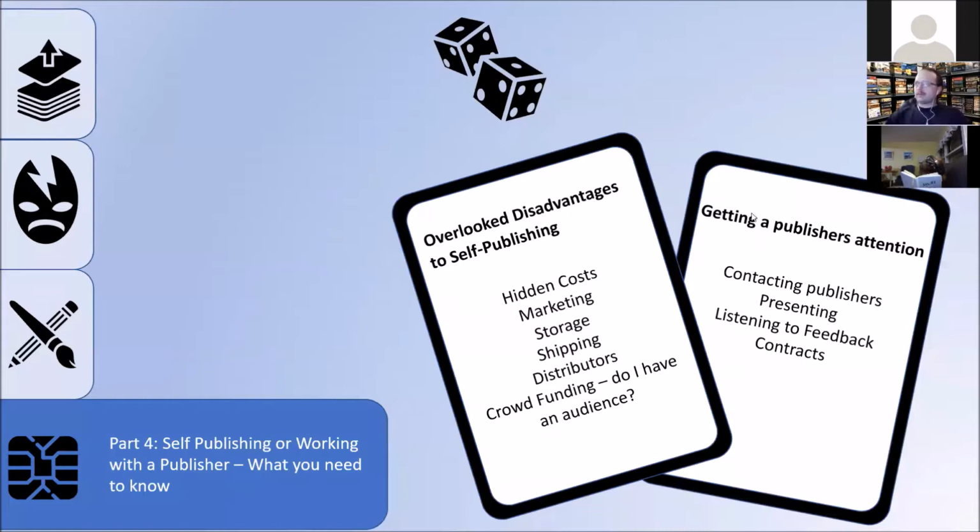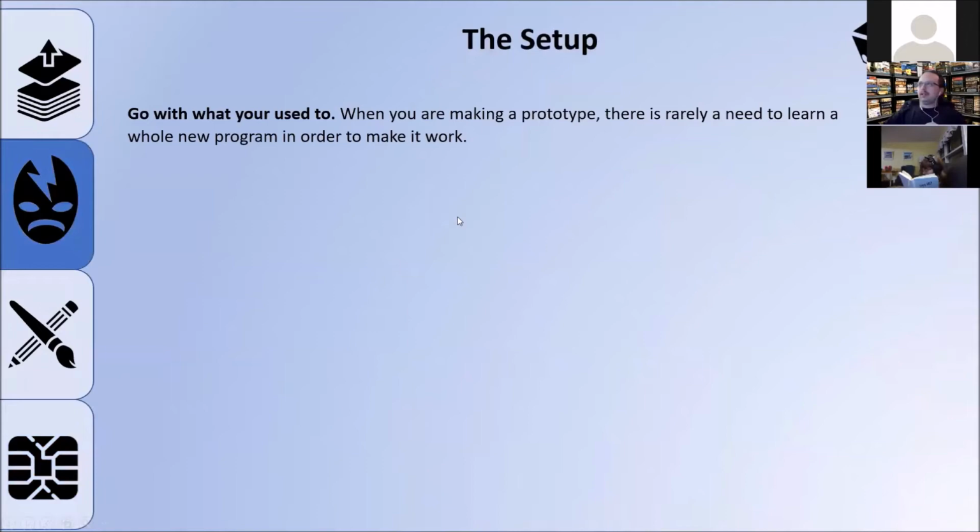So, the setup. When you're setting up your first prototype on the computer, and I do actually recommend doing it on the computer because it will be a lot quicker for you in the end, go with what you're used to. You're not trying to learn whole new programs, whole new software. You're not trying to learn the best stuff. You're trying to start with whatever you know at this point in time. That's going to help you get developing quicker.